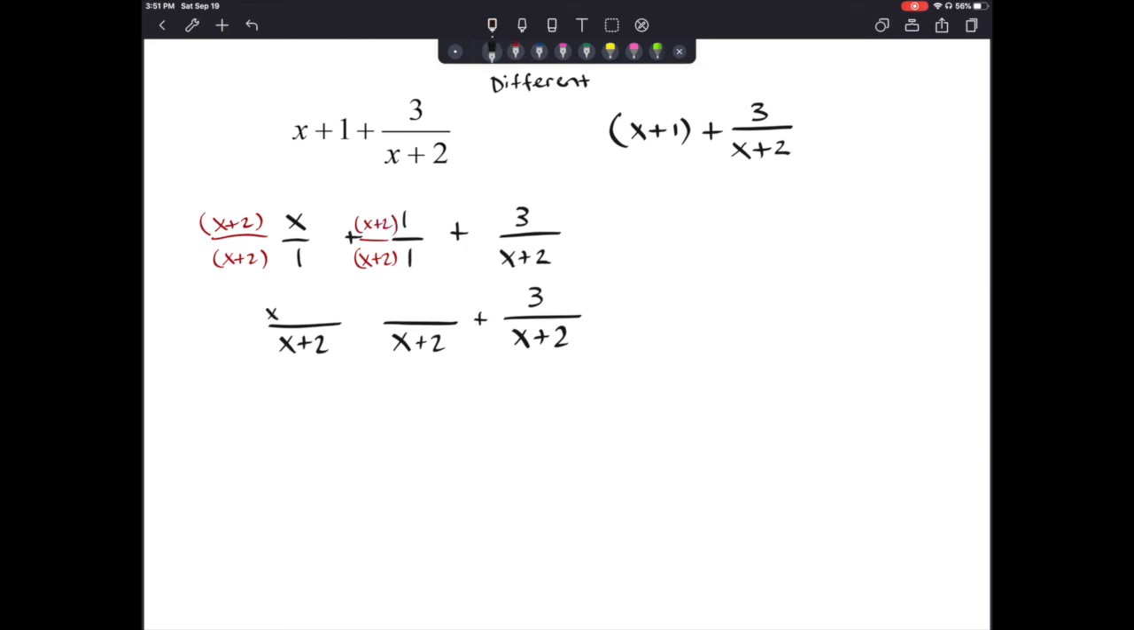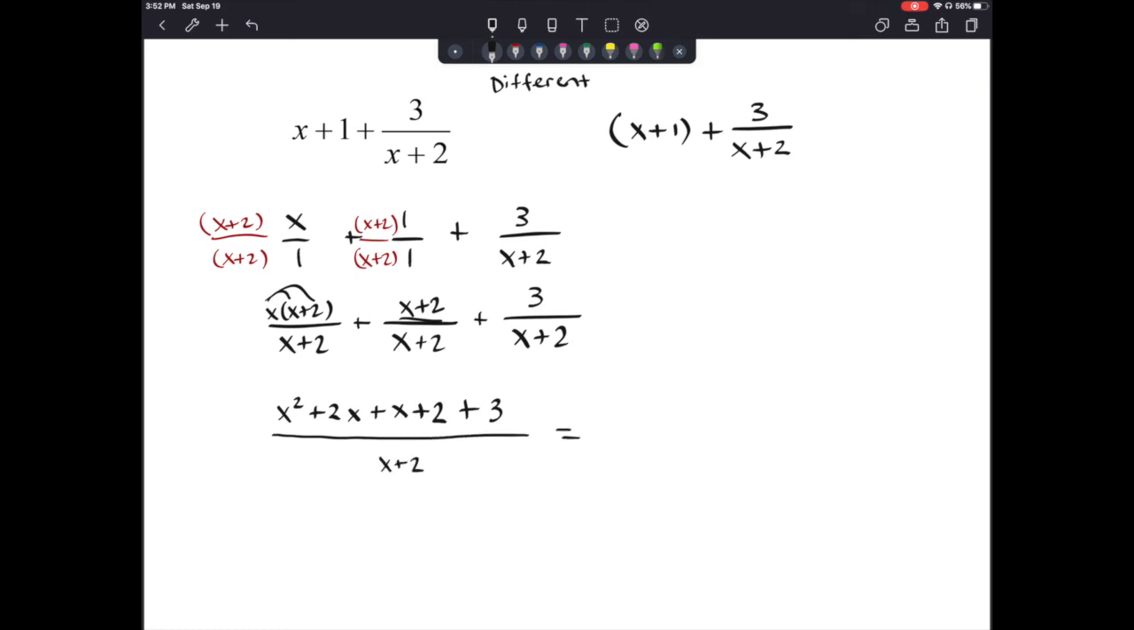And now let's fill in what we have. So I'd have an x times the quantity of x plus 2 plus 1 times the quantity of x plus 2 would be another x plus 2. And then we have plus 3 over x plus 2. Let's go ahead and combine it into one fraction and simplify. I'm going to go ahead and distribute this through. So I have x squared plus 2x plus my x plus 2 plus my 3. And it's all over x plus 2 right now.